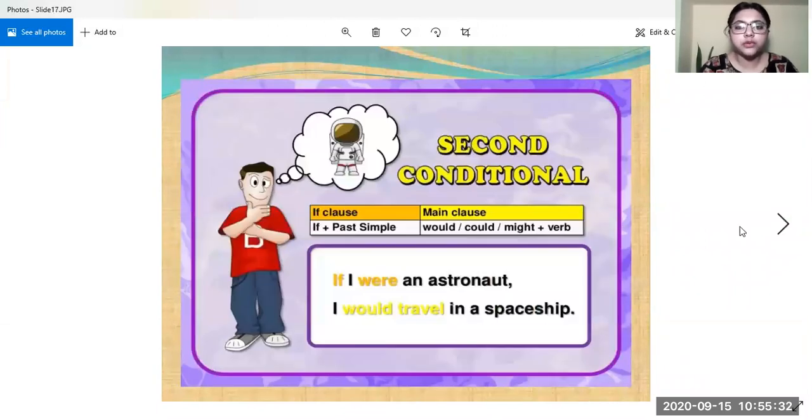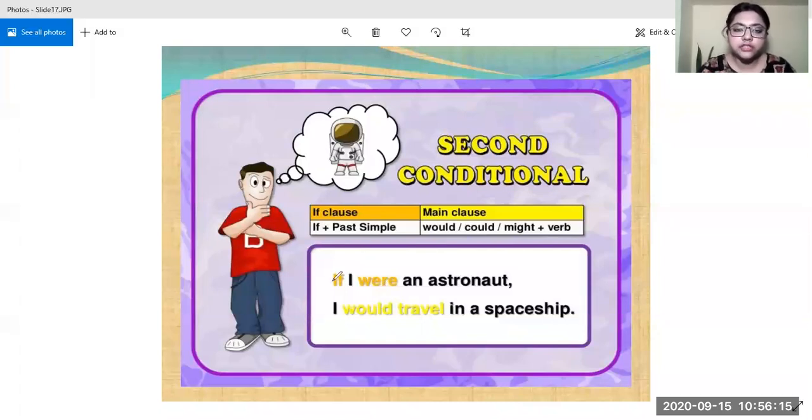Now we come over to the second type of conditional sentences. In the second kind of conditional sentences, we have if in the if clause, and then what follows if? If is followed by a simple past tense. It is very easy to identify because in the previous two which we have just done, they had the simple present in the if clause, whereas here in the second conditional we have a simple past in the if clause.